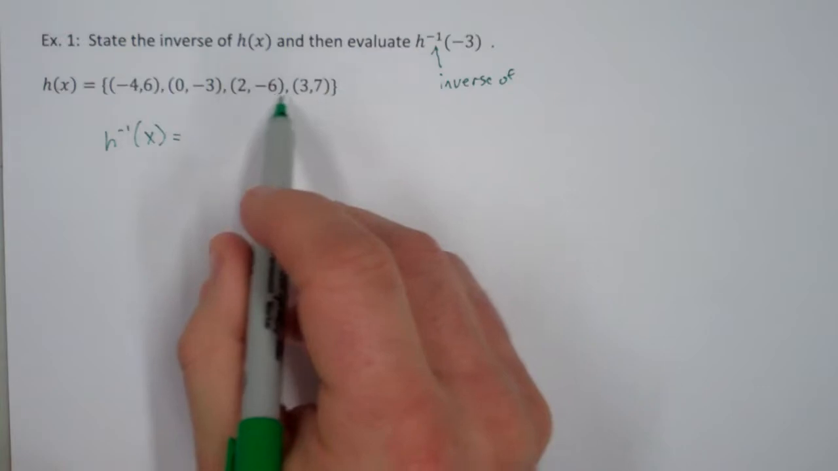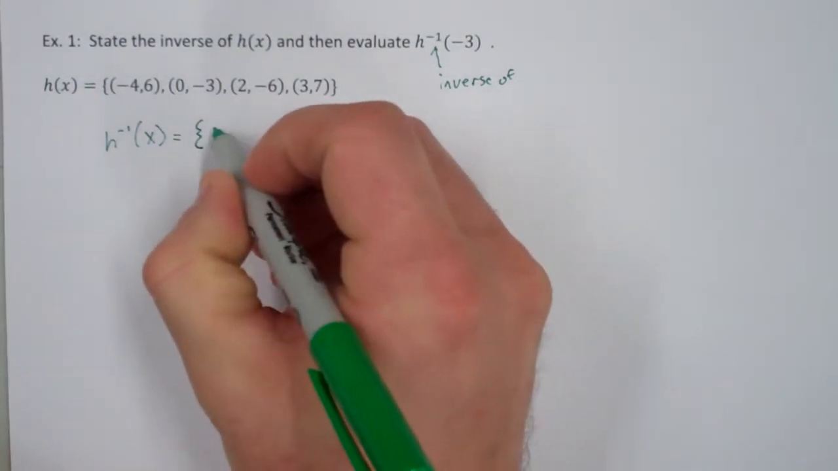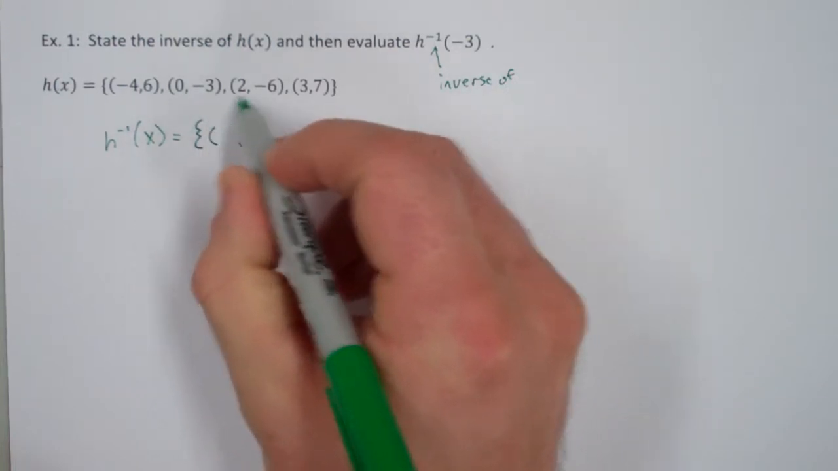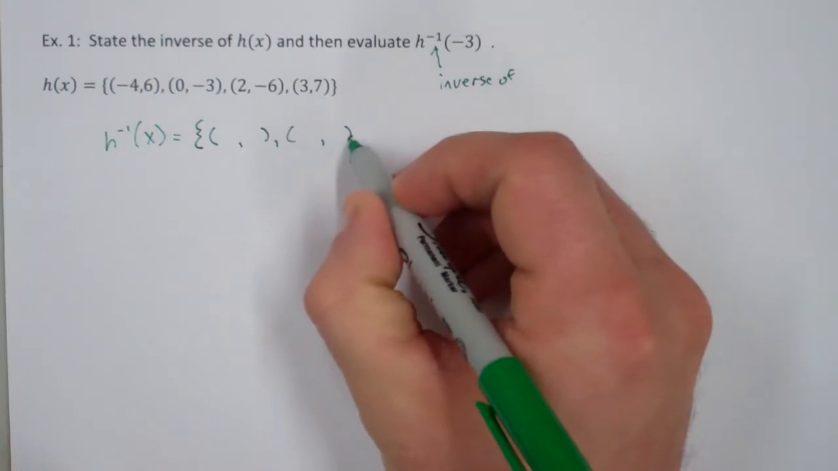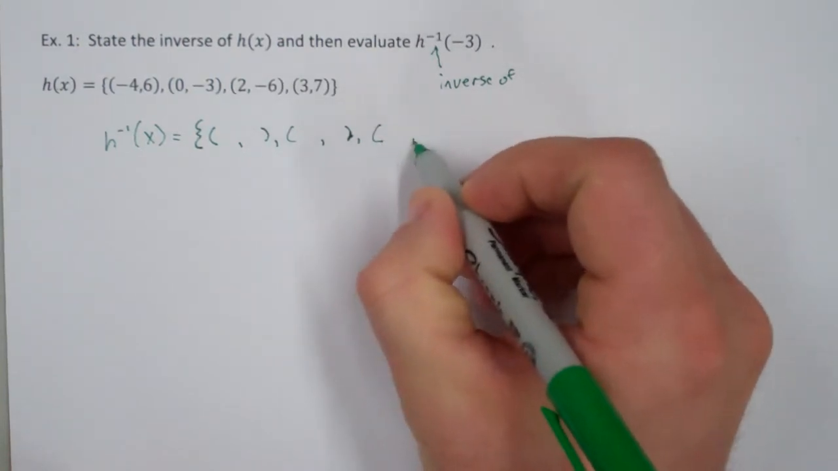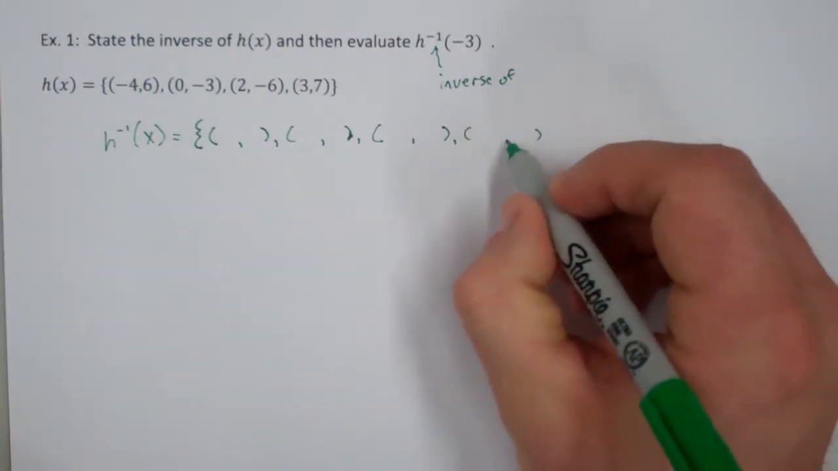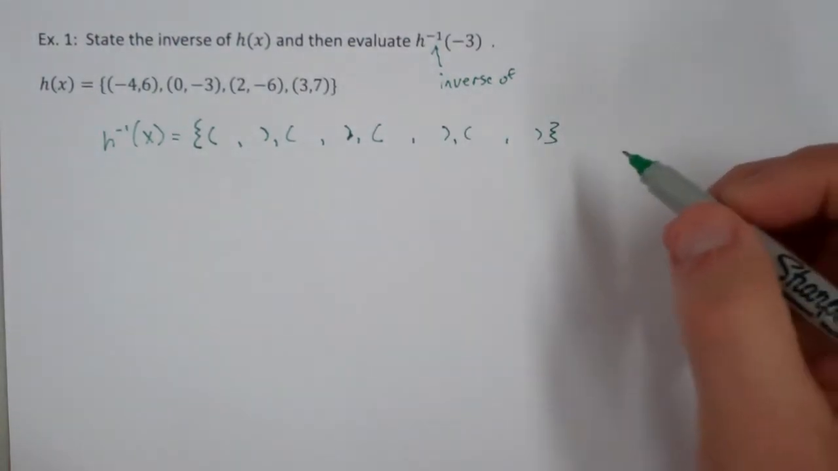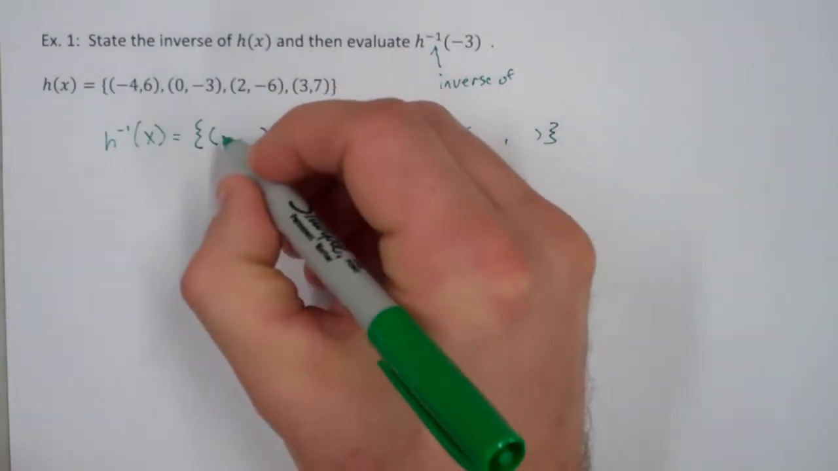This is just a set of ordered pairs. We're going to keep the curly braces, and I'm going to write down all of these real quick here. You don't have to do it like this, you can do it just one at a time if you want. Close it in the curly brace. And all we do is we just switch the x and the y.